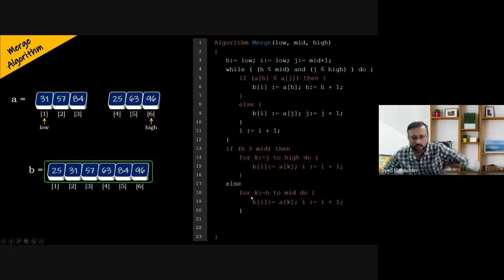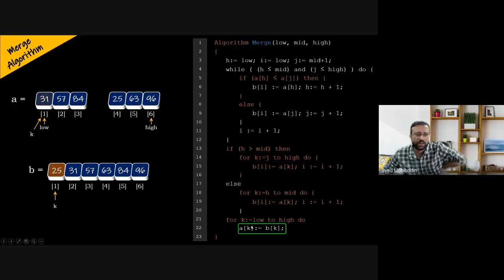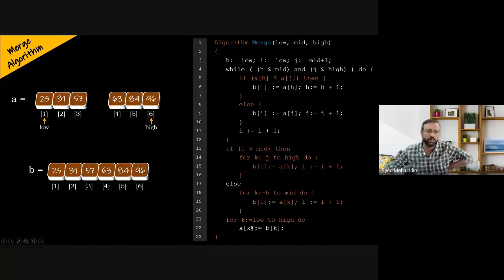Once this is completed, we are left with the array B, which has sorted elements. All these sorted elements now have to be copied back into array A. For doing that, we use a for loop for k equal to low to high. k is initially pointing to index 1. For k equal to low to high, copy all the elements from b of k into a of k. Once this is done, we will have the entire thing in sorted fashion. So this is how, using the merge algorithm, we merge two sorted arrays into a larger sorted array. And this is the main merge sort part.